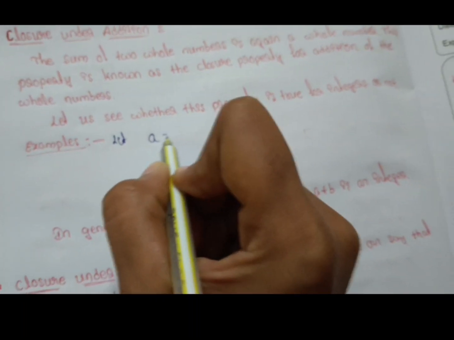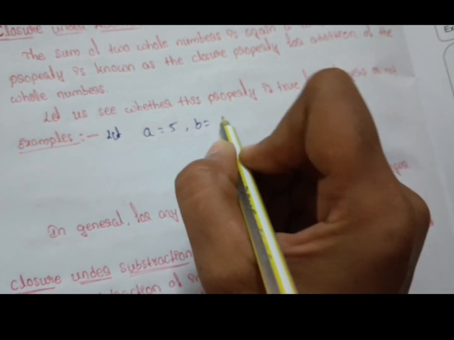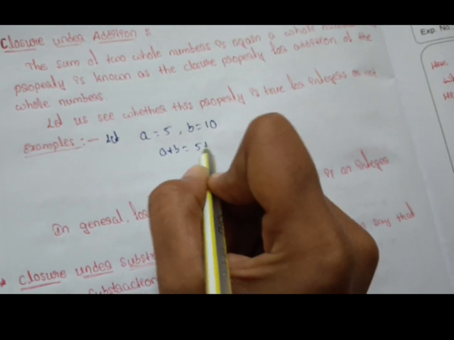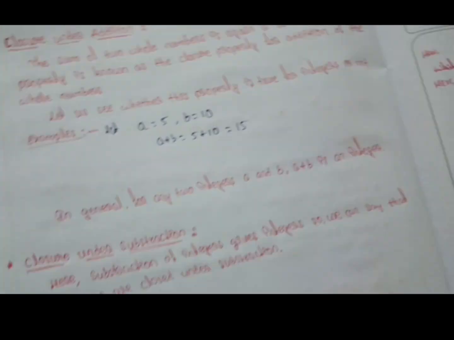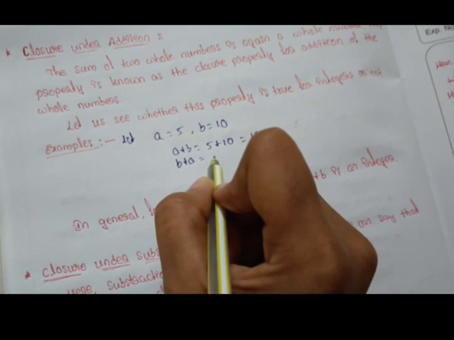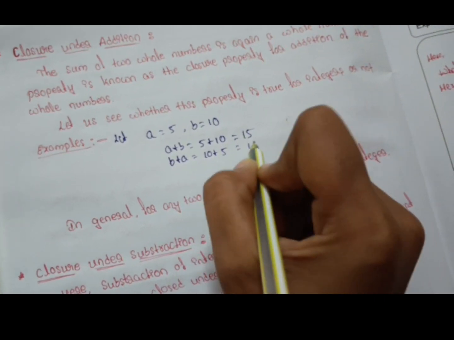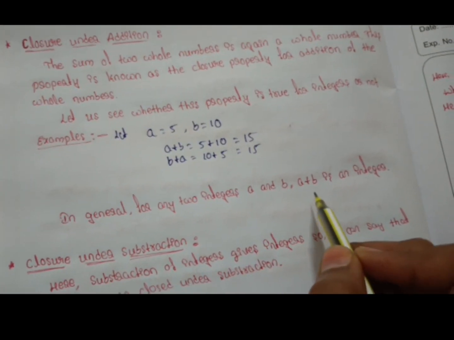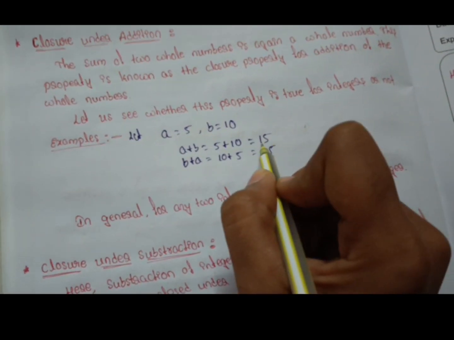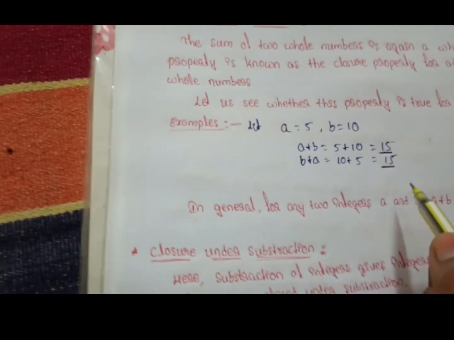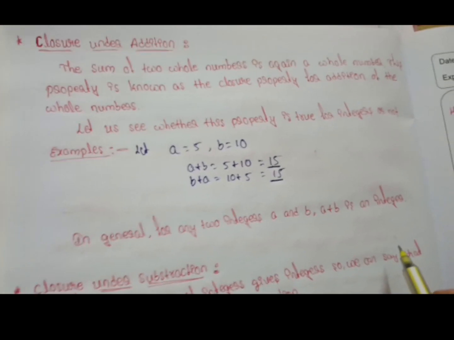I will take an example. Let a is equal to 5, b is equal to 10. Now add these two integers. a plus b is equal to 5 plus 10. We will get 15. Then b plus a is equal to 10 plus 5. This is also 15. So for any two integers a and b, a plus b is also an integer. We will get again an integer. So this property is also satisfied for integers. So we can say that integers are closed under addition.